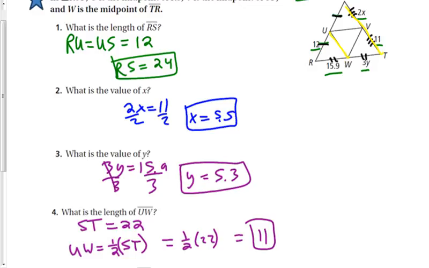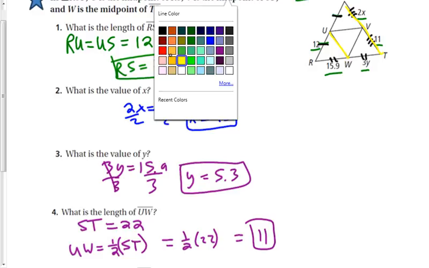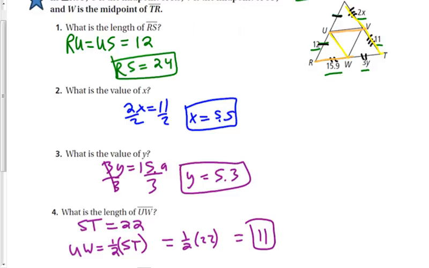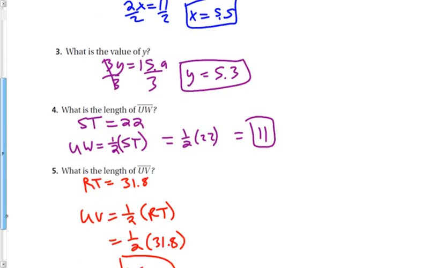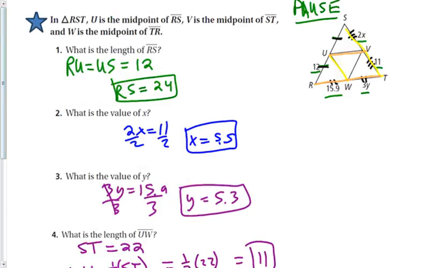And then finally, we're trying to find UV, and UV is going to be half of RT, and we know half of RT is 15.9. So there we go. We use those properties, and what other things we know about these parts of these triangles. And so this is a typical application of what we know now about midsegments.